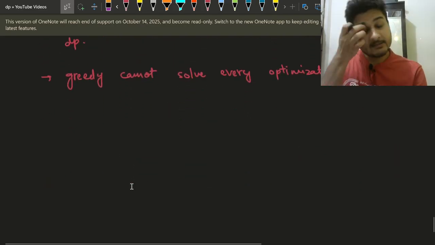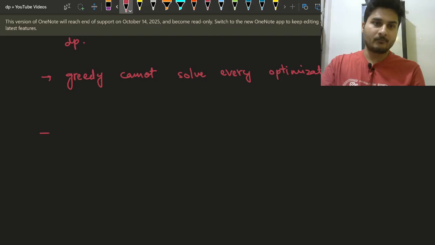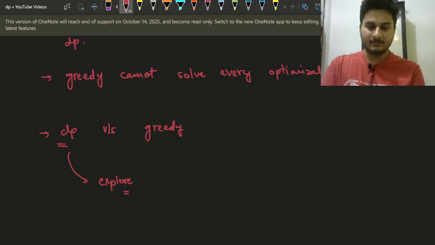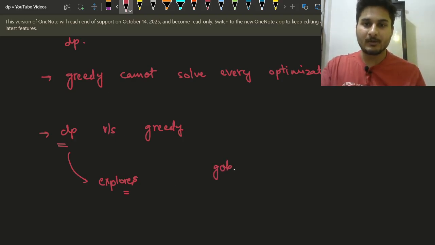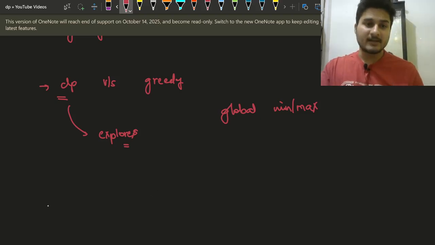And another thing that we should keep in mind is, what usually happens in DP versus greedy? In DP, we are trying to explore all the possible options and then taking the maximum of those options. So if you explore all of the options and then find the maximum or the minimum, that becomes your global minimum or maximum, right? Global min or max.